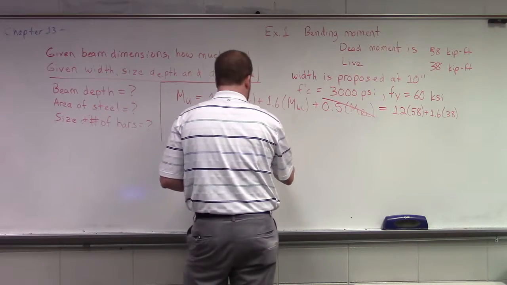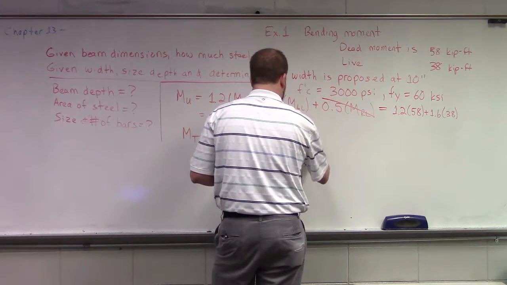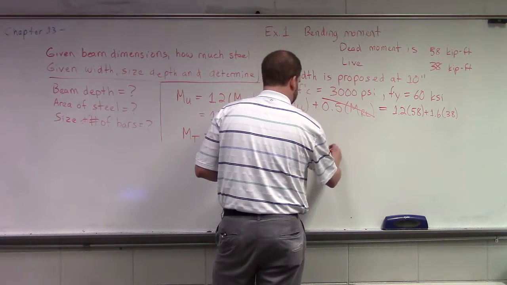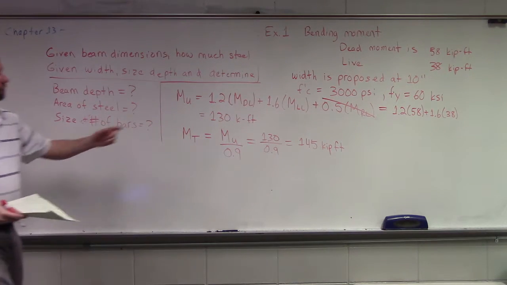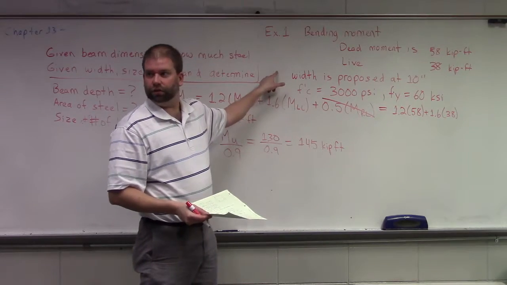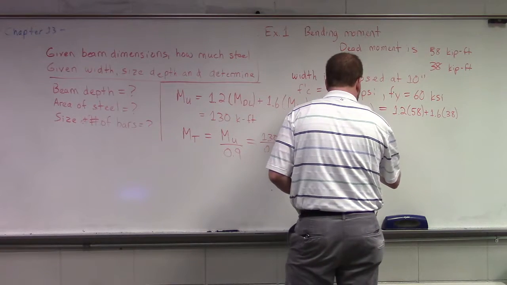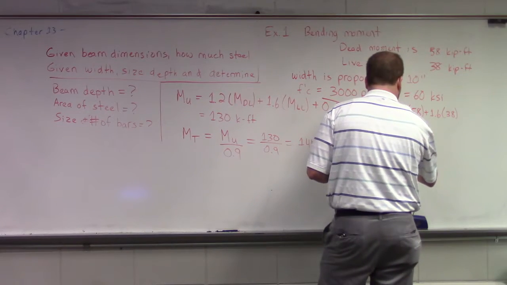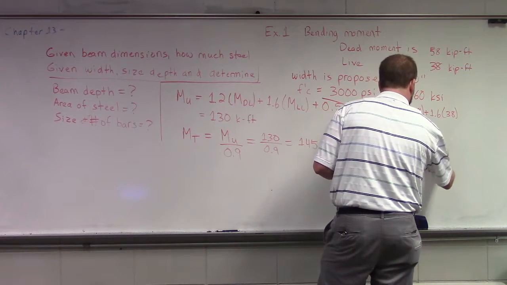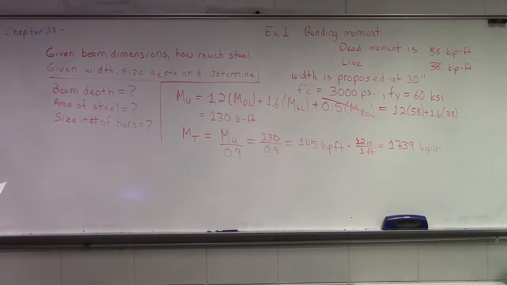Okay, so 130 divided by 0.9 gives us 145 kip feet. Since we're going to be working in inches, we want to convert this to inches as well. So I'll multiply it by 12 inches per 1 foot. Okay, so M sub T equals 1,739 kip inches.